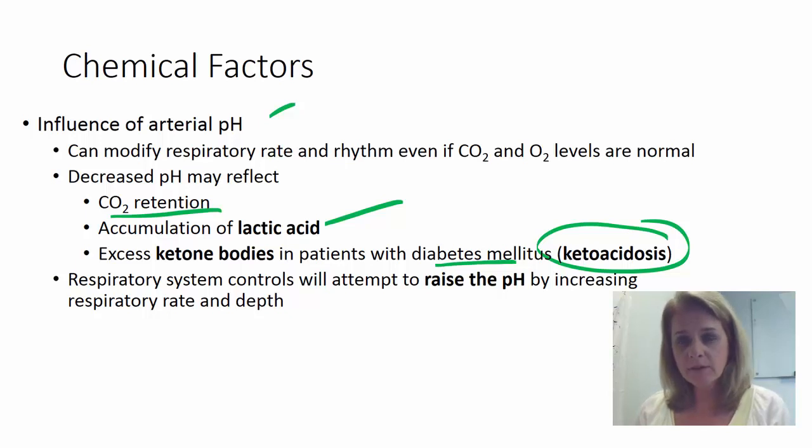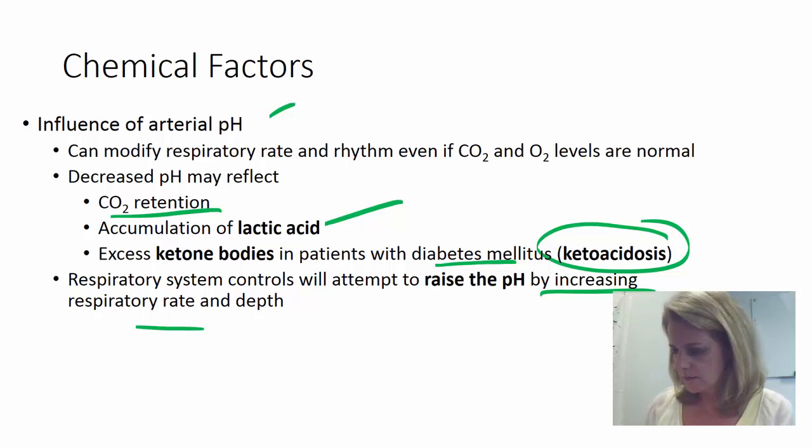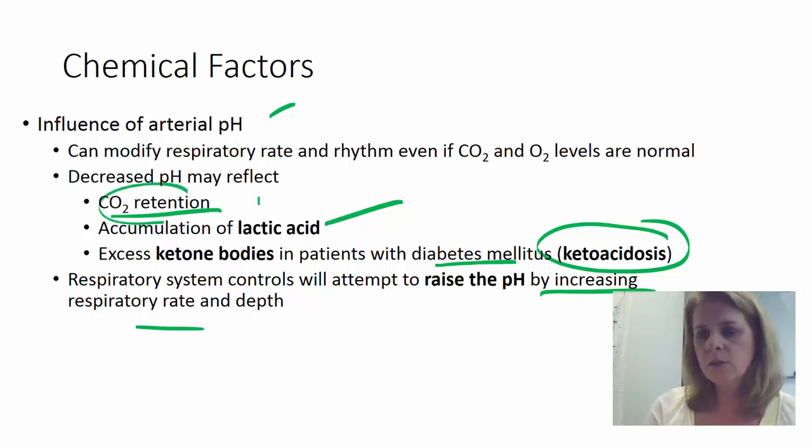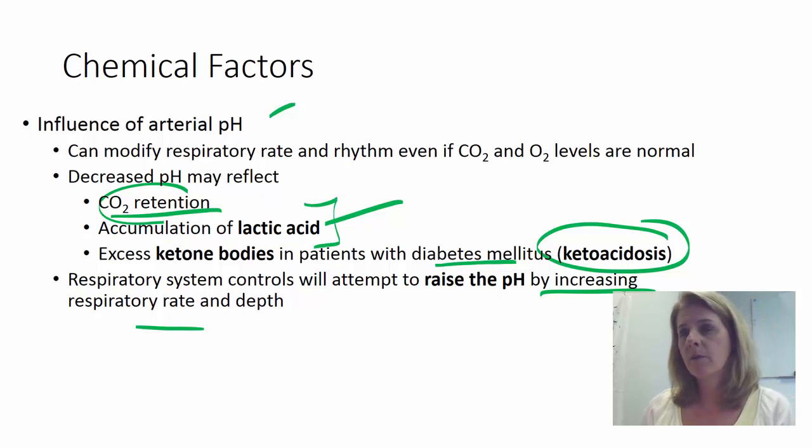If that happens, you can adjust with your respiratory rate. You will start to breathe deeper and faster to get rid of CO2 and to start driving that hydrogen out of your body and bringing that pH back up so that it won't be so acidic. So it may not be CO2, it could be some other source of acid. But regardless of what the source of acid is, your respiratory center will respond by blowing off more CO2 to try to get rid of that hydrogen.